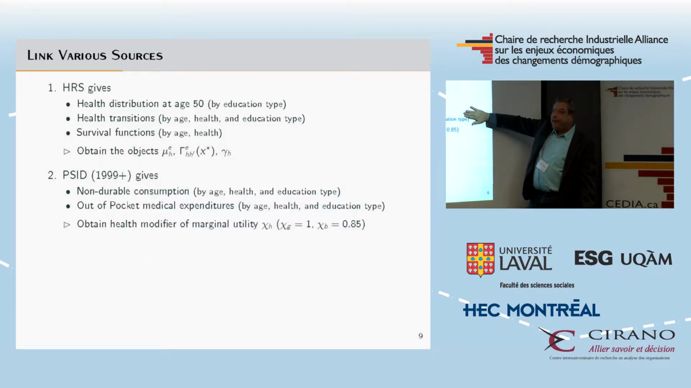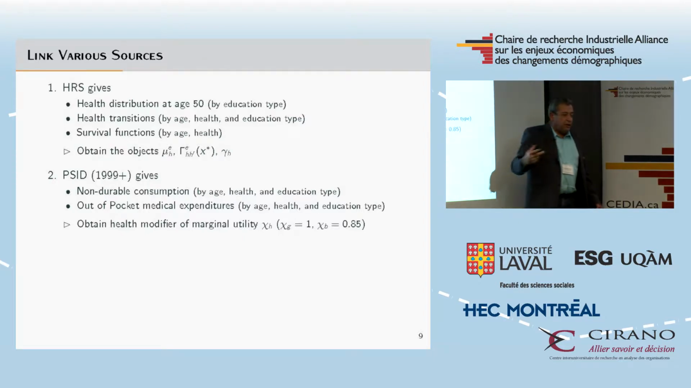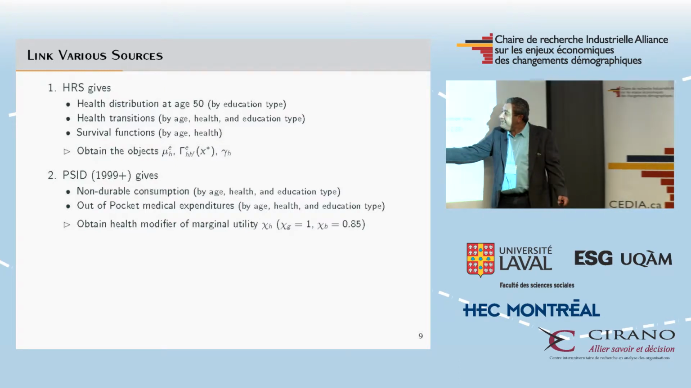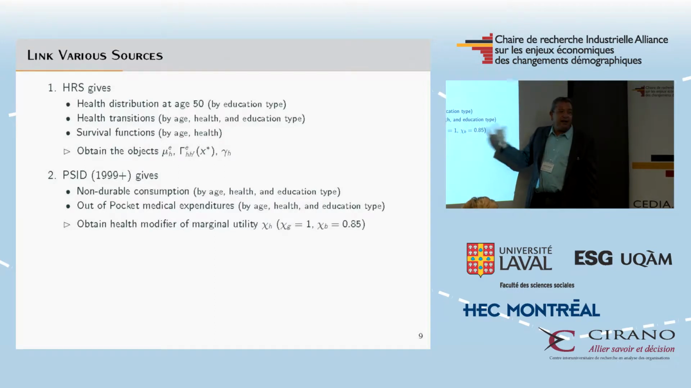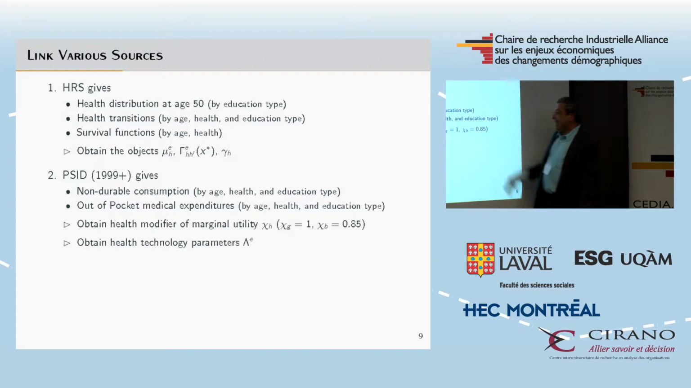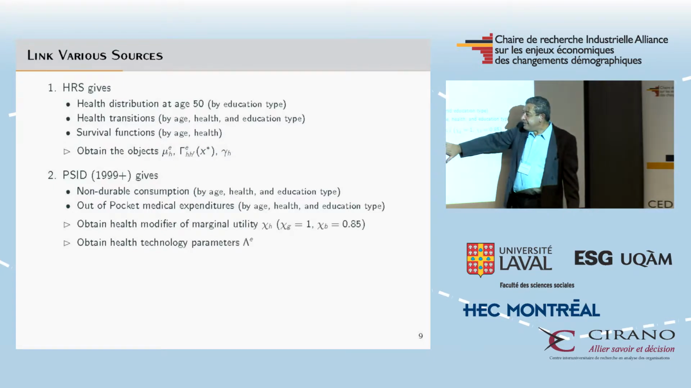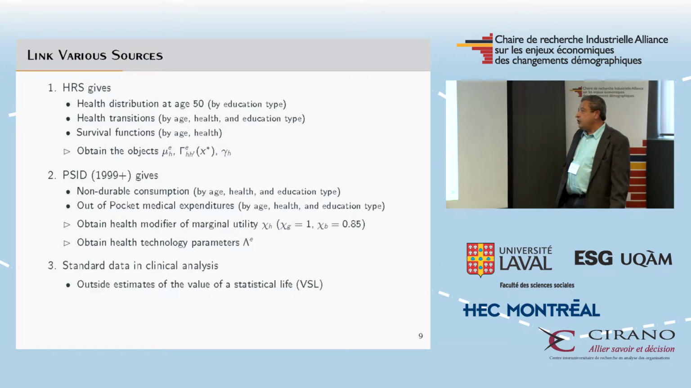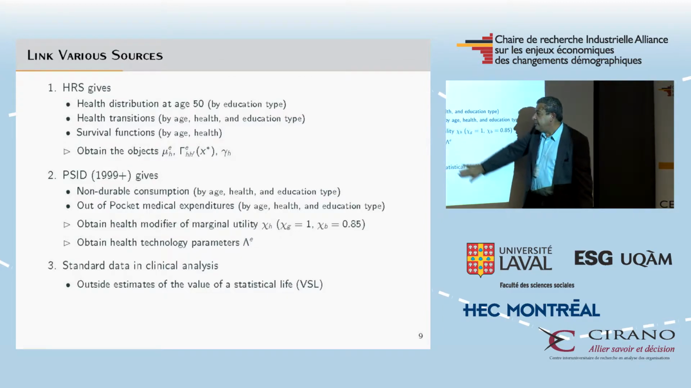Then right off the bat, by comparing the rate of consumption in the healthy with the consumption in the unhealthy, we find that the ratio of marginal utilities is 85%. So people value money more when they are healthy than when they are unhealthy. That's when it's more important. That's already telling us a lot. To obtain the health technology parameters, that is trickier, well, that's what you're going to get from this later.